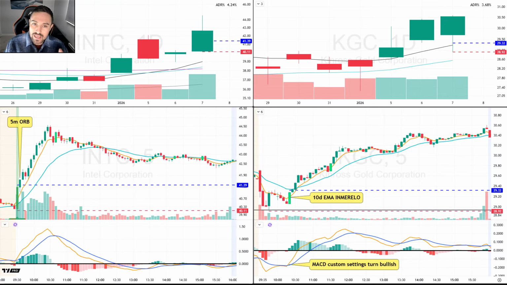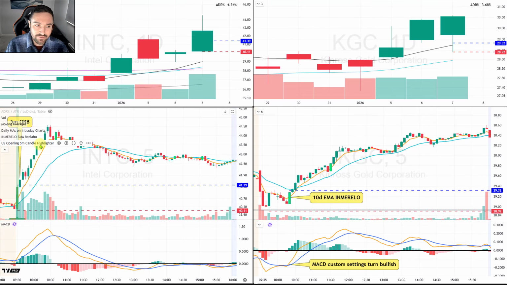We'll start off with the opening range breakout, which is known as the ORB. I like trading opening range breakouts on the 5-minute chart currently. So I'm going to take you through my Intel trade again, where my entry was coming through the high of this 5-minute opening range candle, and I've also coded a couple of indicators as well.